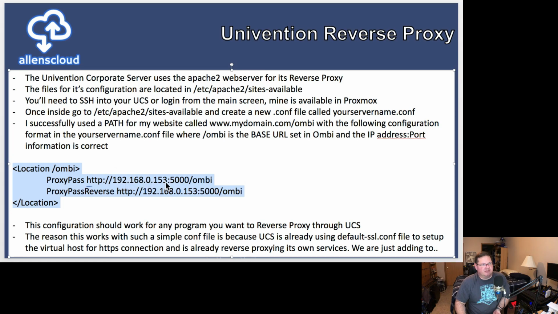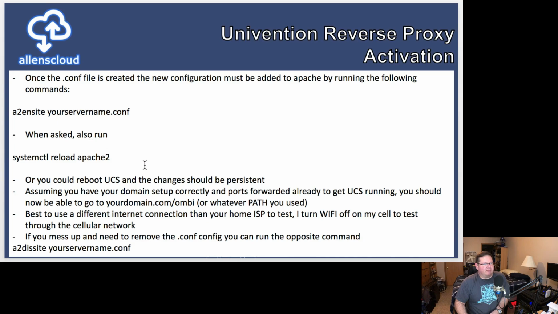This IP address needs to be, of course, the server where Ombi is running, and then this is the port that Ombi runs on by default. You can change that as well, but you probably don't need to. And then you have to be, like I said, either SSH'd in somehow, so that you can set up these files.